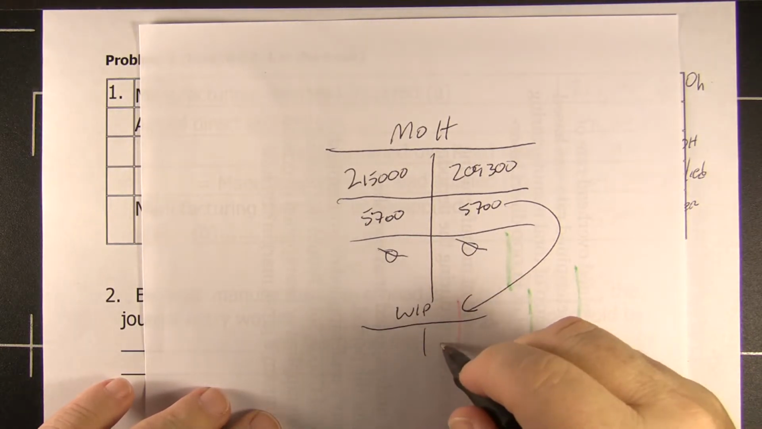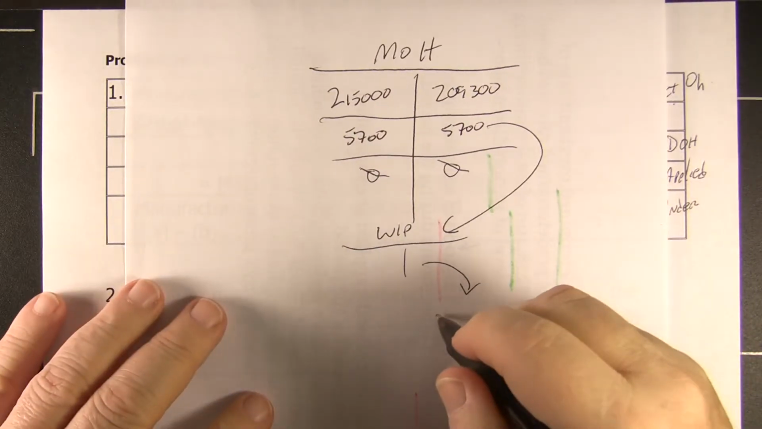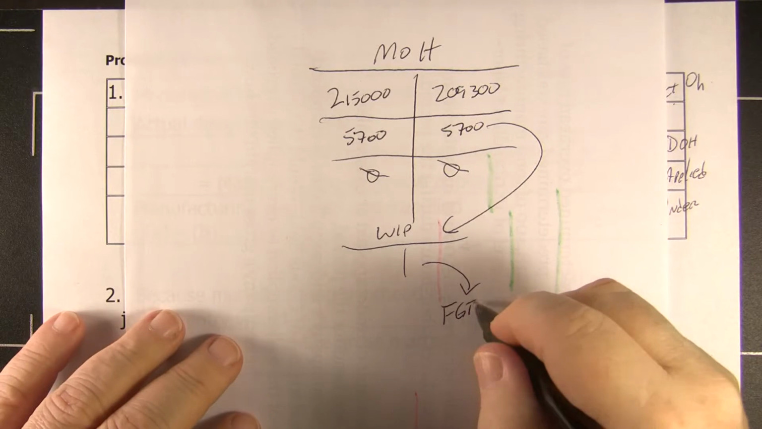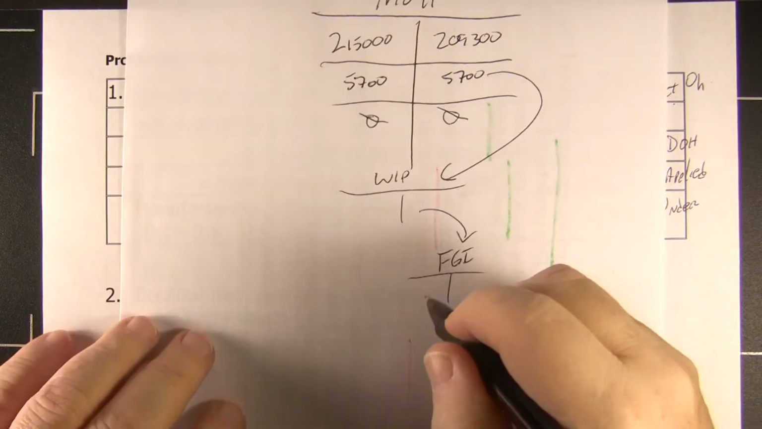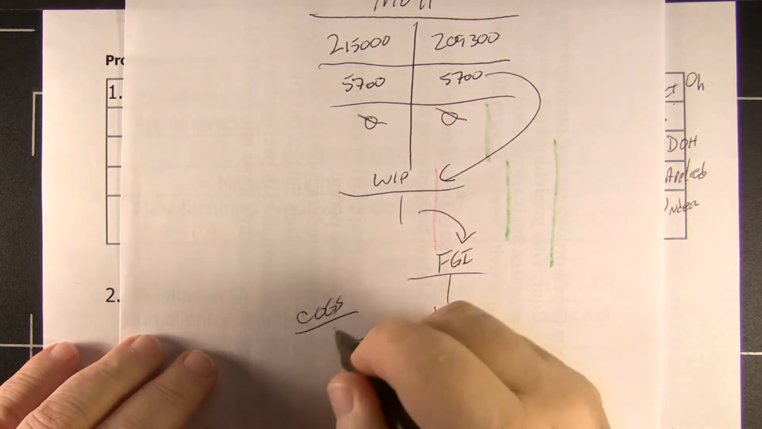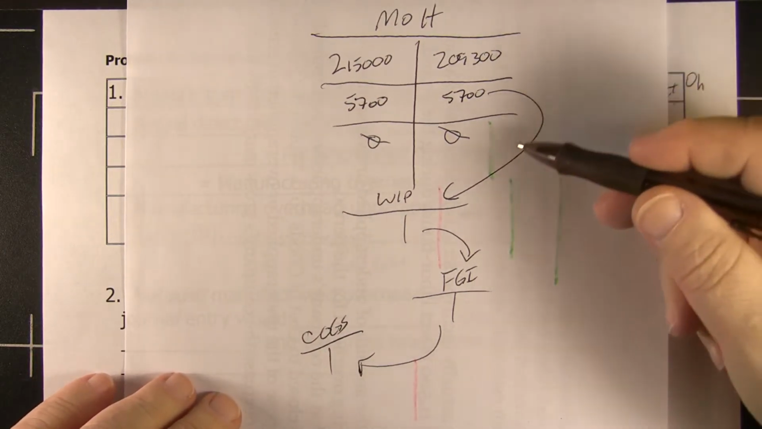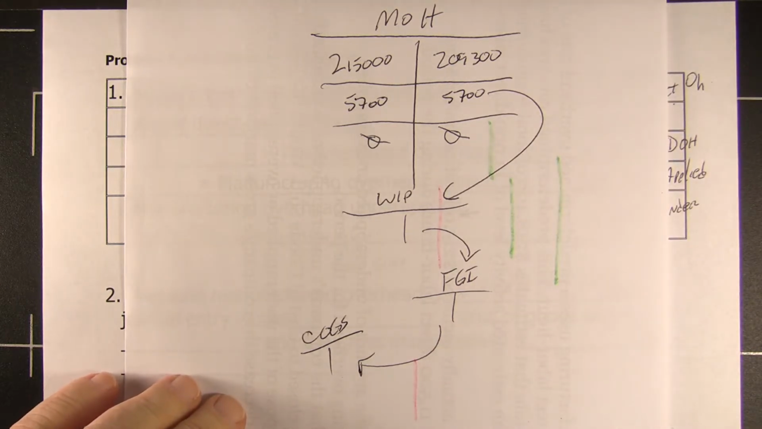And then they said, but we close it all to cost of goods sold. So it goes to finished goods inventory. And there it goes to cost of goods sold, where it ends up. Okay? It floats down. Nothing floats up. It always floats down.